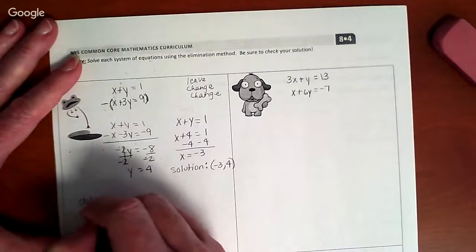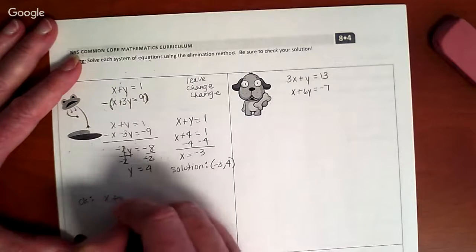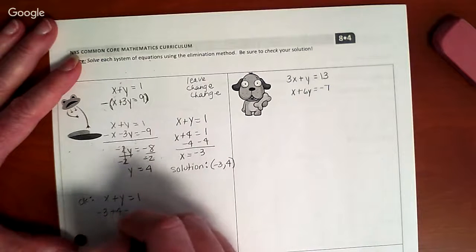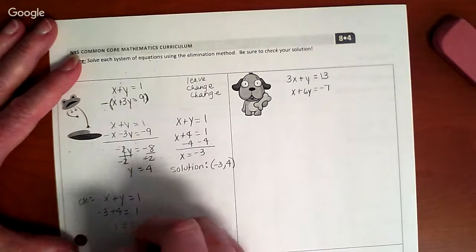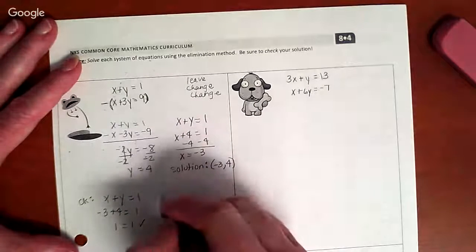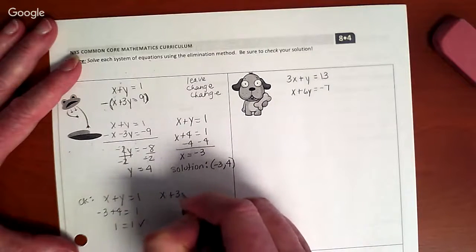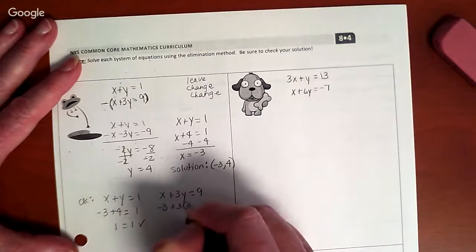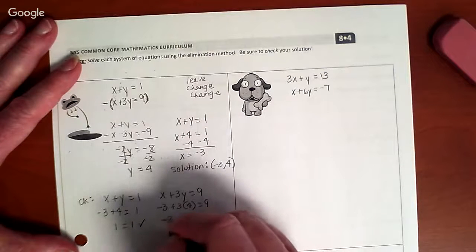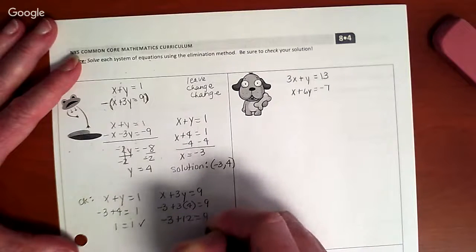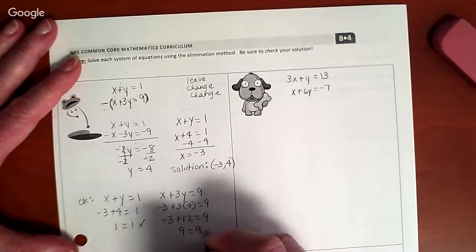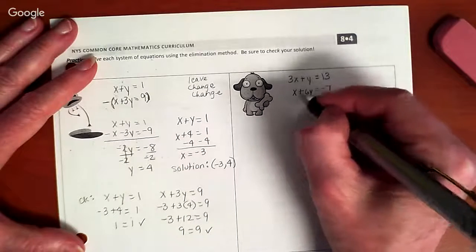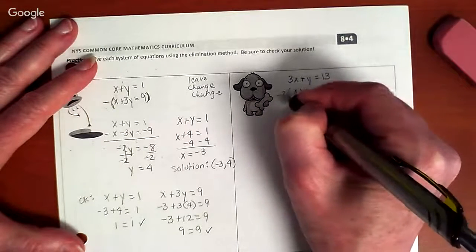Now to check it, I have x plus y equals 1. So negative 3 plus 4 equals 1. 1 equals 1. The other equation, negative x minus 3y equals negative 9. We have negative 3 plus 3 times 4 equals 9. Negative 3 plus 12 equals 9. 9 equals 9. Okay.